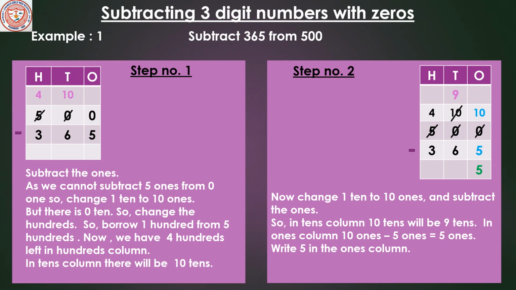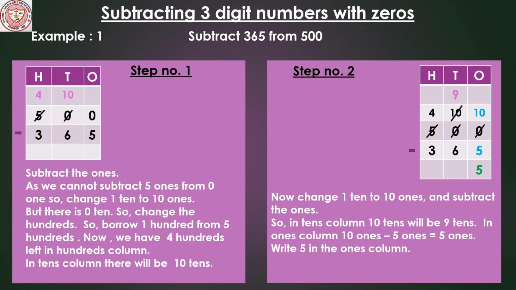But we cannot do that also. Why can we not do that? Because in the tens column there are also 0 tens. So, now what will we do? Yes, now we have to borrow 100 from the hundreds column. So, in the first step, we have to regroup 100 as 10 tens.